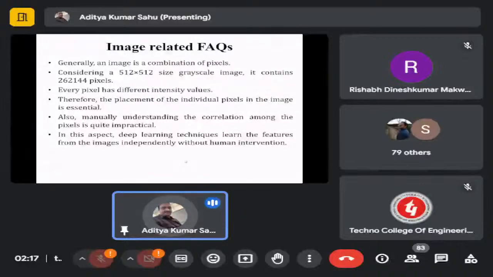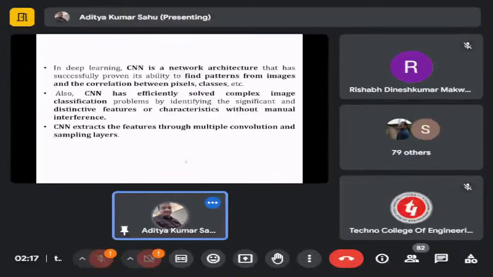So there are a few facts related to the image. If you take a 512 by 512 grayscale image, it consists of 262,144 pixels. Every pixel has a different intensity value. Therefore, the placement of the individual pixel in the image is quite essential. Manually understanding the correlation of the pixels is quite impractical. Therefore, deep learning techniques learn the features from the image independently without human intervention.